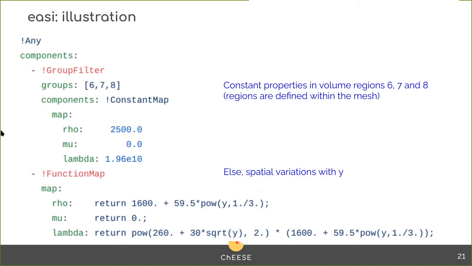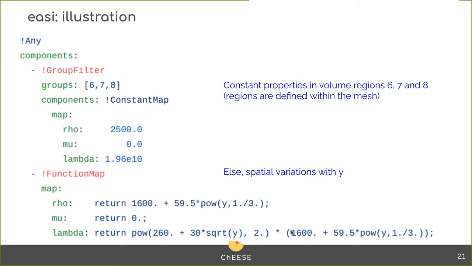This is an example of such a YAML file, and in this example we define the density and the Lamé parameters. You can see that there are different components, like a group filter and a function map. The group filter, for instance, will say that in the volume regions 6, 7, and 8, we want to define rho, mu, and lambda, and we can define them with constant values. Outside these three groups, we define rho, mu, and lambda as a function of the y coordinate, so using a function.